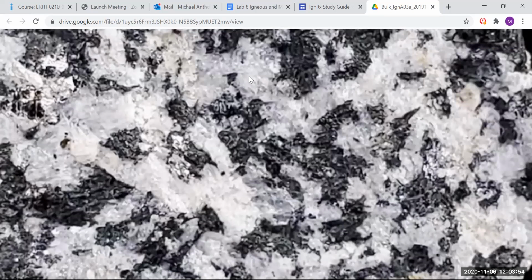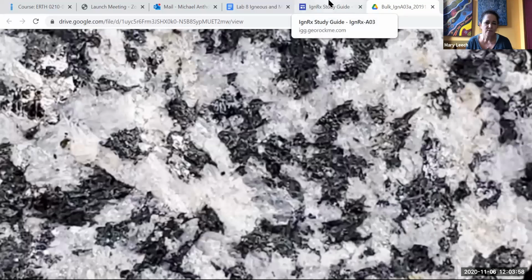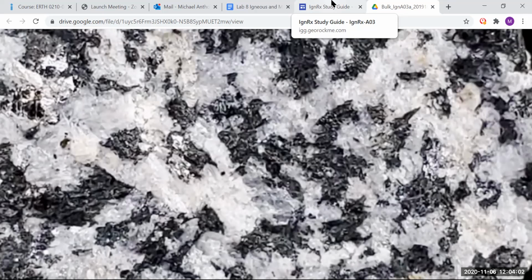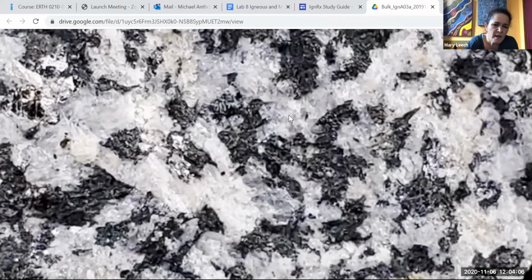Oh, okay. Now I totally get this. Does that make more sense? Yes, definitely. Okay. There might even be a little bit of quartz in here because look, right in the middle, right here, where you're pointing. It looks kind of grayish and translucent. Yeah, there's some quartz in there too.